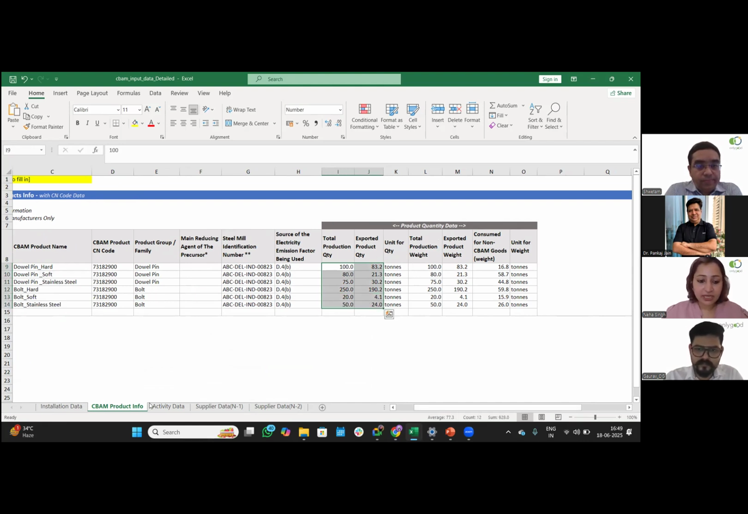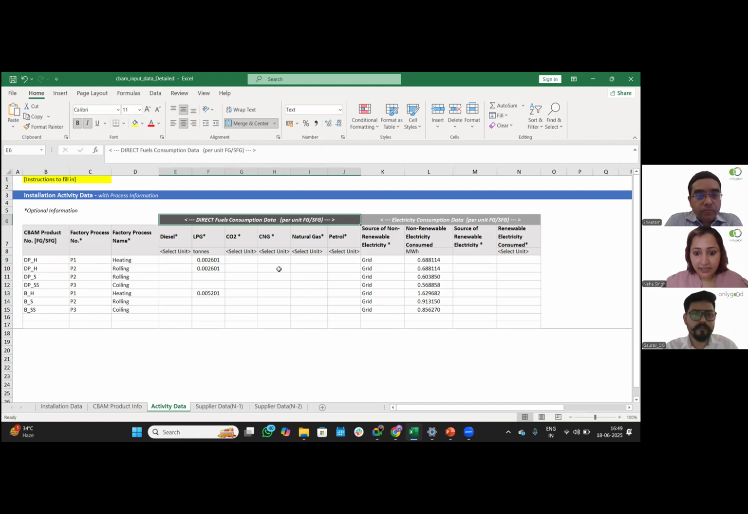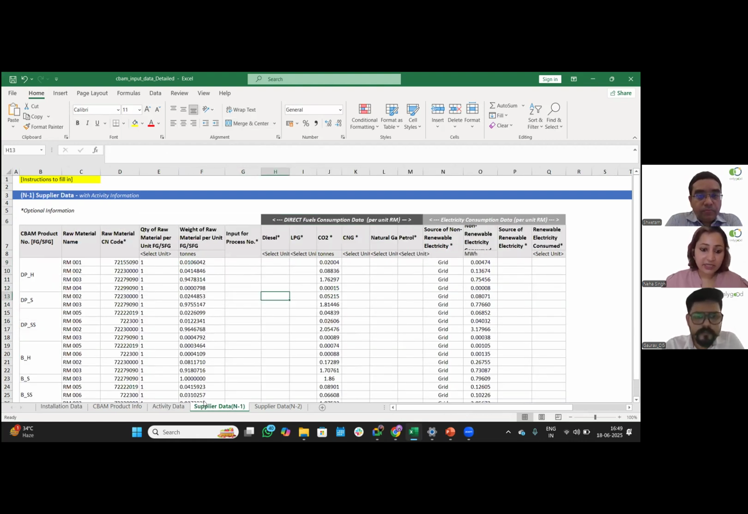Now, once we have established that, we ask for activity data for each of these products. These are the codes that I use for these products, double pins and bolts. What processes are they going through? How much direct fuel is getting consumed? How much electricity is getting consumed to generate this? Same thing, supplier level data for each of these products.